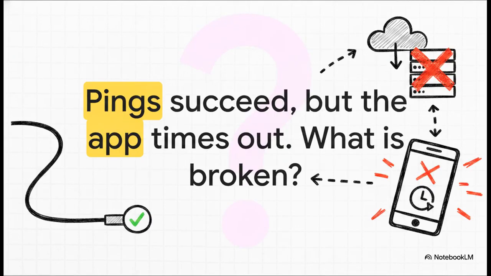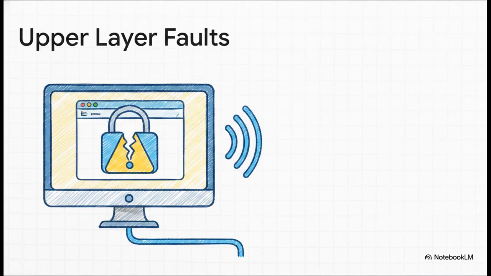And now for the trickiest scenario of all. What if your network pings succeed to the server, but the actual website application still times out for the user? What in the world is broken here? Well, a successful ping means layers 1 through 3 are working flawlessly. You got to look higher up.